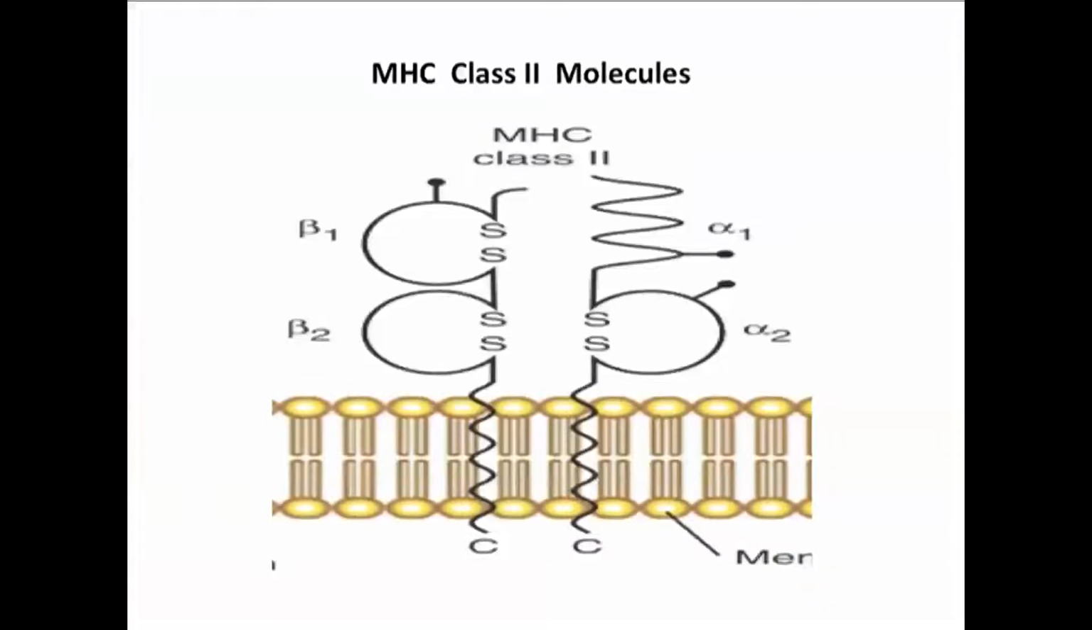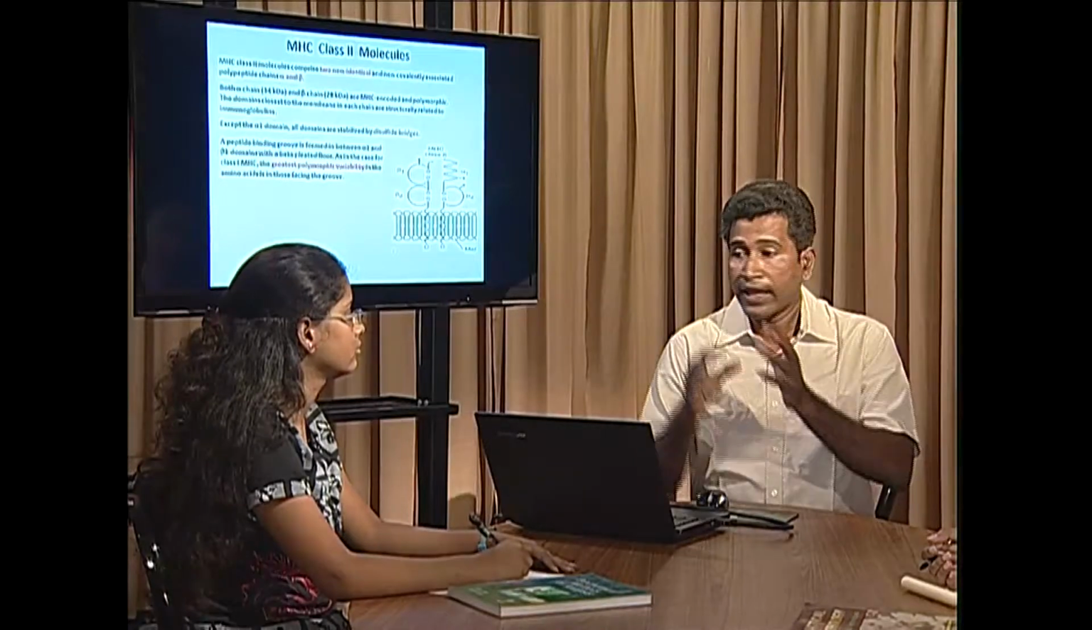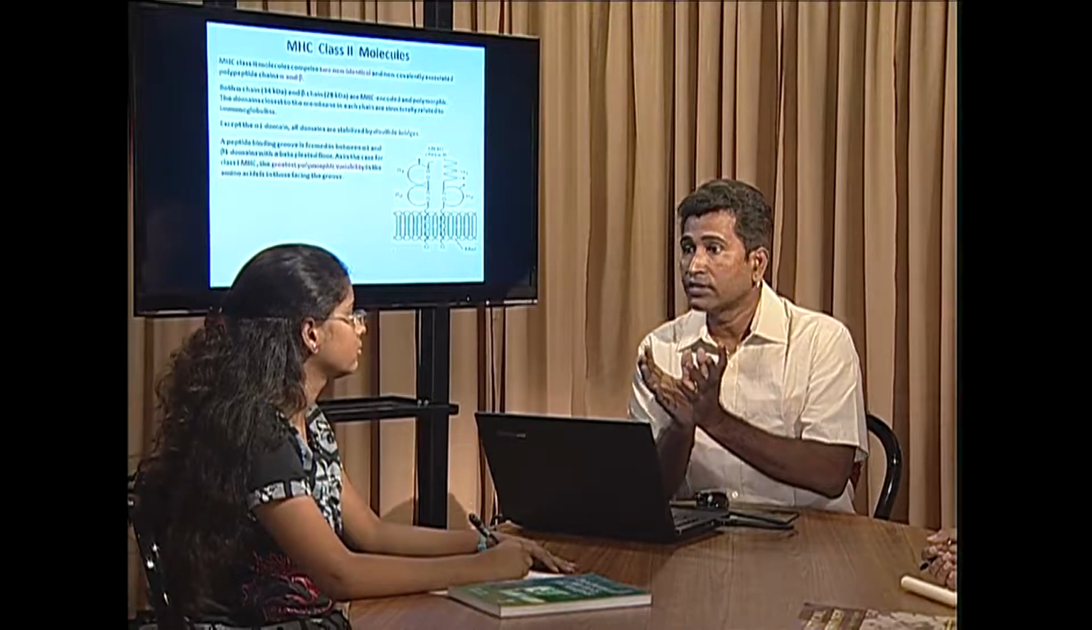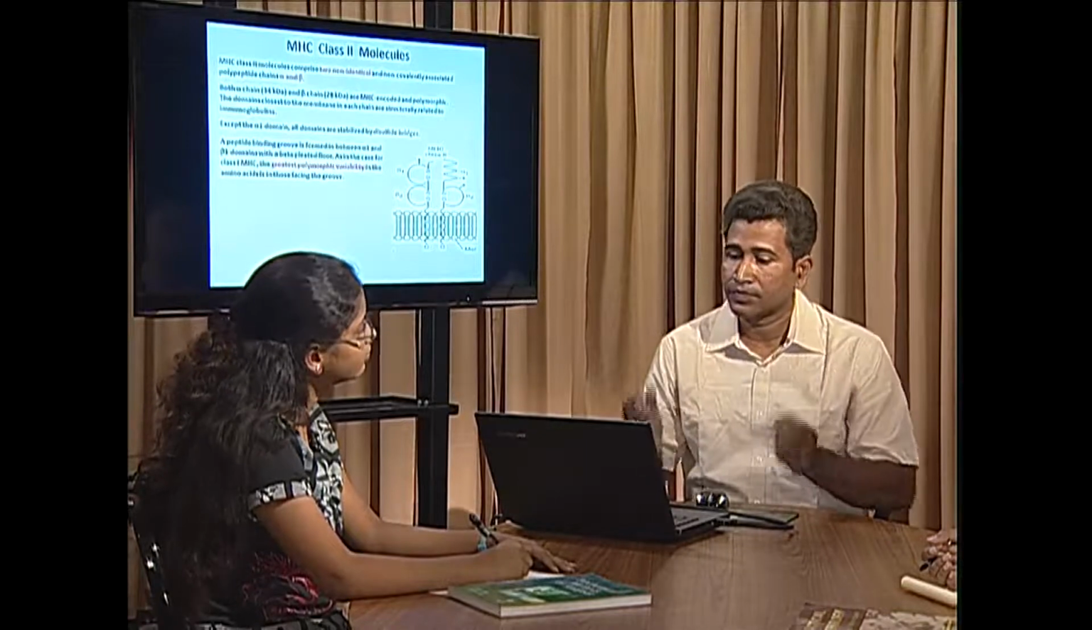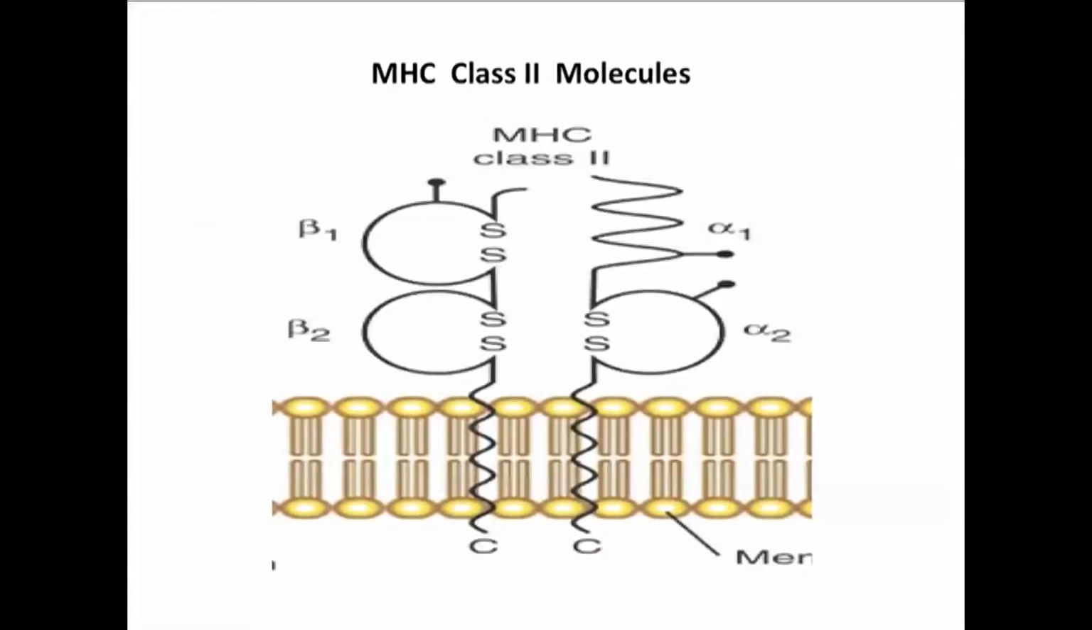The peptide-facing regions of the alpha 1 and beta 1 domains are highly polymorphic. The other part of the molecule is more or less constant, and in this polymorphic region the antigen is presented. Alpha 2 and beta 2 are more or less constant and non-polymorphic. The peptides that these class 2 MHC molecules present are 13 to 25 amino acid residues long. It's important to note that the source of class 2 MHC antigens are exogenous antigens.